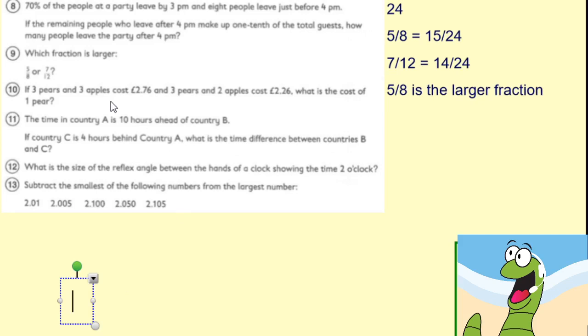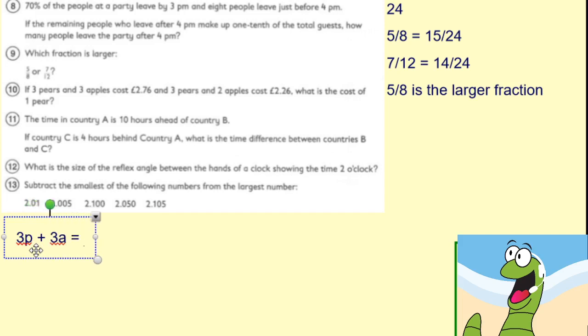Okay, question 10. If 3 pears and 3 apples cost £2.75 and 3 pears and 2 apples cost £2.26, what is the cost of 1 pear? Okay, let's put this as an equation. So we have 3 pears and 3 apples equals £2.76.